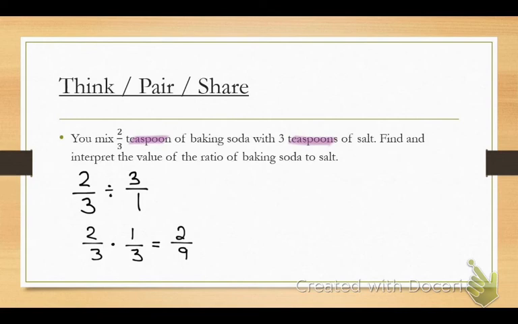Perfect. Not 2/3, but 2 ninths, which is what you meant. So what he said was there is 2 ninths the amount of baking soda compared to salt.